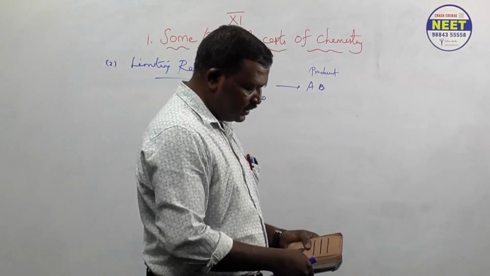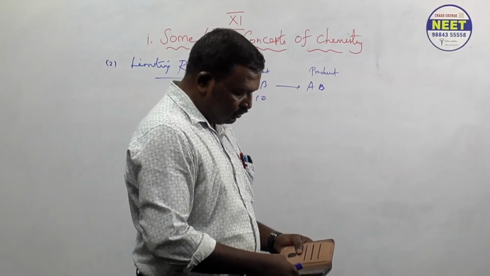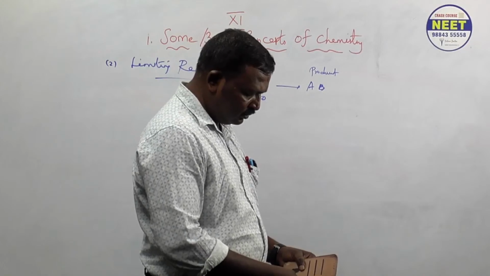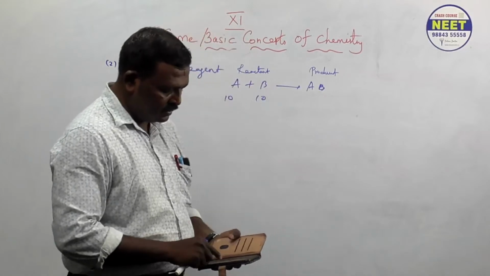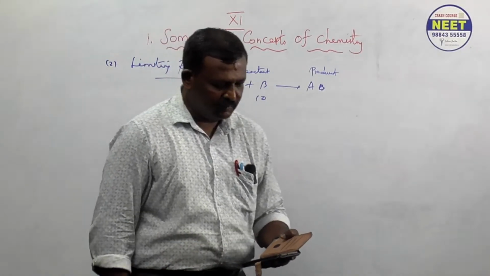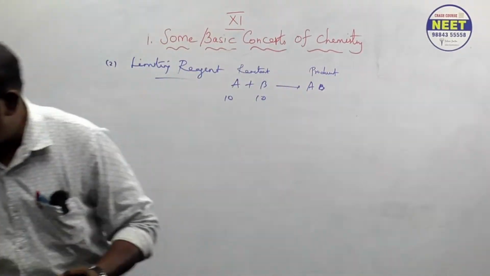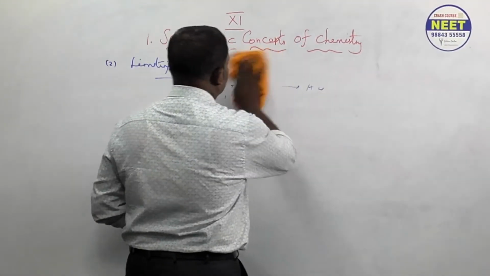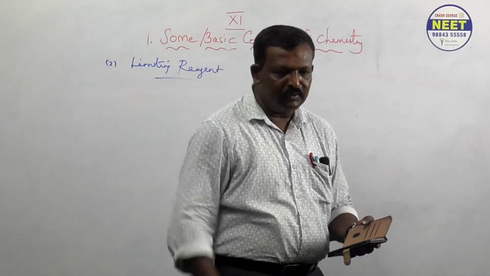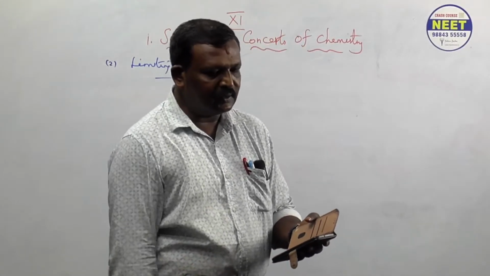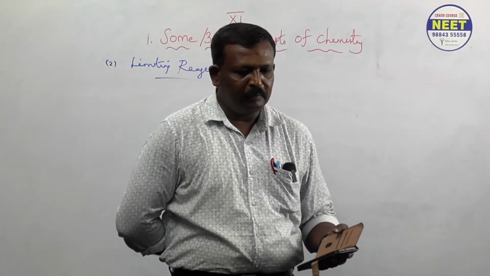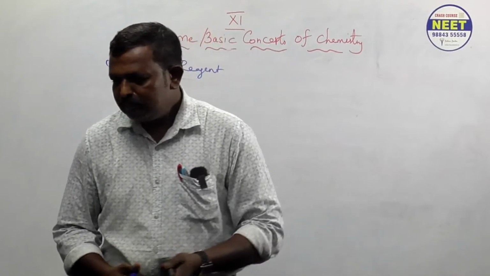I'll give an easy one. Write down. First sum: 8 gram of H2 and 32 gram of O2 are allowed to react to form water. Find out the limiting reagent.